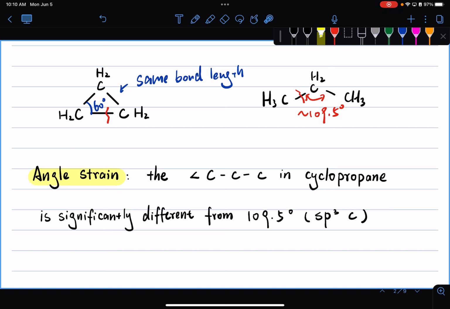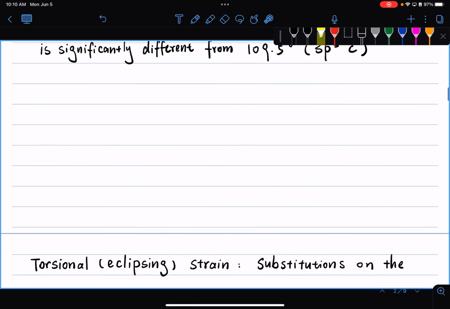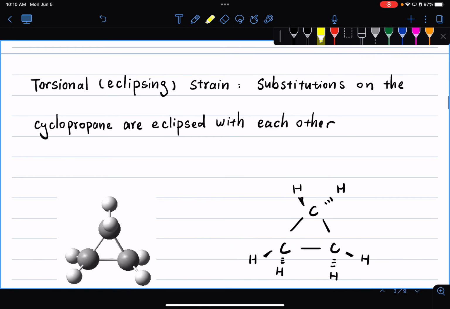So this is one part of the angle strain. It's just comparing two different numbers, right? You're just comparing the bond angle in a cyclic structure with the bond angle in its linear molecule. Now moving on, ring strain also consists of a different kind of strain that is called torsional strain, or eclipsing strain.